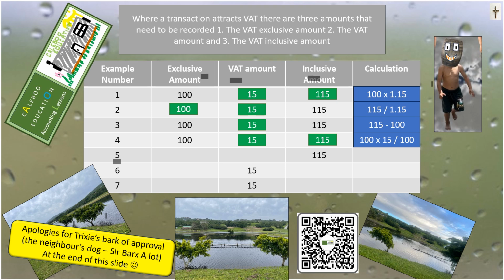Example number 5. I've got the inclusive amount of 115. Now I'm not sure what we're going to do first, either the VAT amount or the exclusive amount. But remember from previous examples, if we have the inclusive amount, we can multiply by the VAT fraction, 15 over 115, and that will give us the VAT amount. We have done that previously, so let's have a look where we're going to start here.